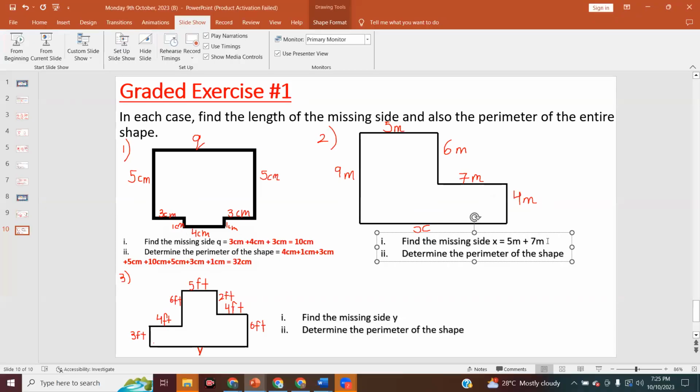5 plus 7 is what? What is 5 plus 7? That's going to be what? 12. 12 meters. Very good. How many persons got 12 meters? Let me hear you. How many persons got 12?